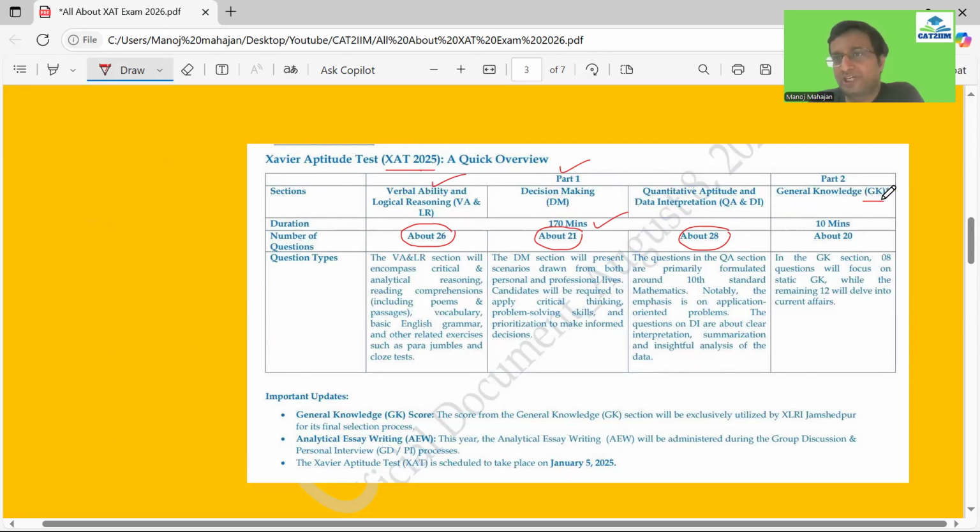Part 2 was GK, 10 minutes only, and there were 20 questions. In those 20 questions, 8 questions focused on static GK, while 12 were on current affairs. Remember one thing, the GK score will be exclusively utilized by XLRI only. And the essay writing was administered during the GD and personal interview process. So this was the quick overview of the XAT 2025.